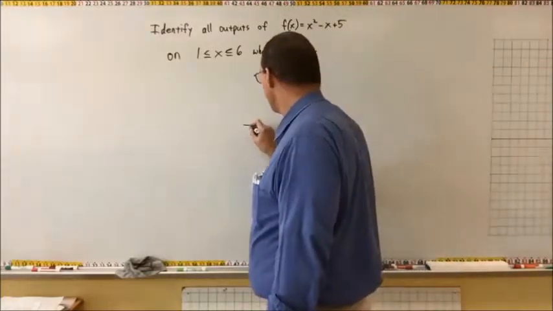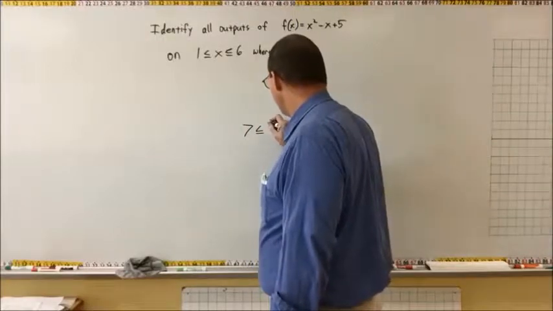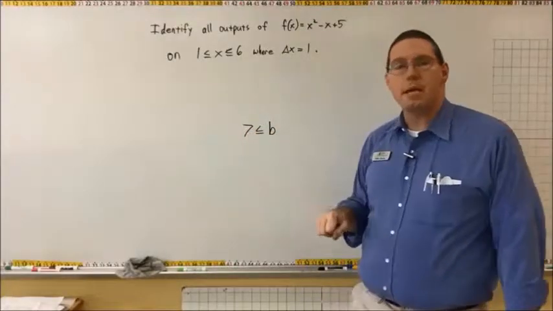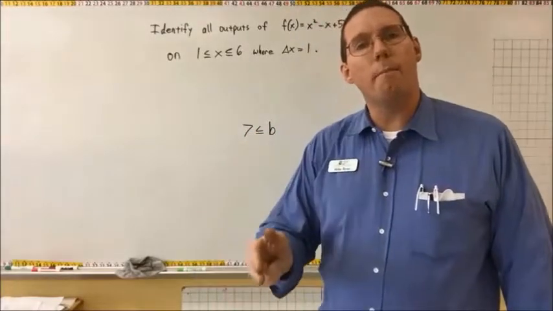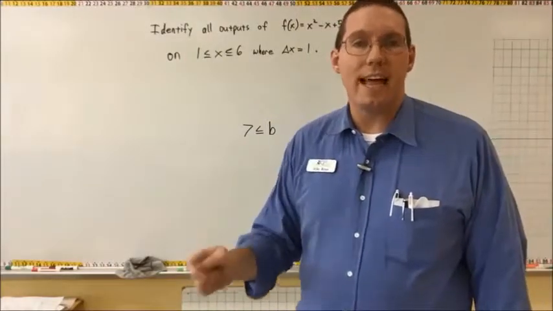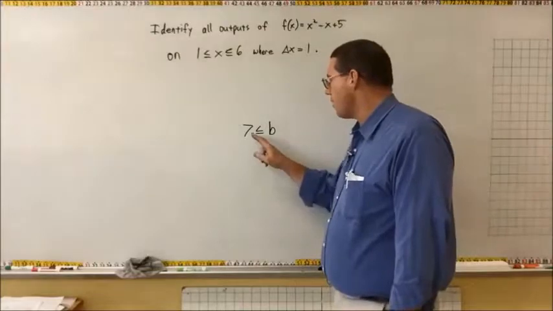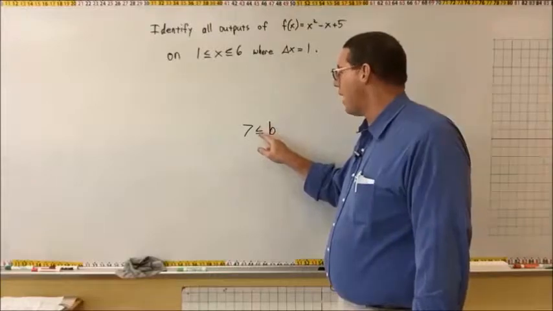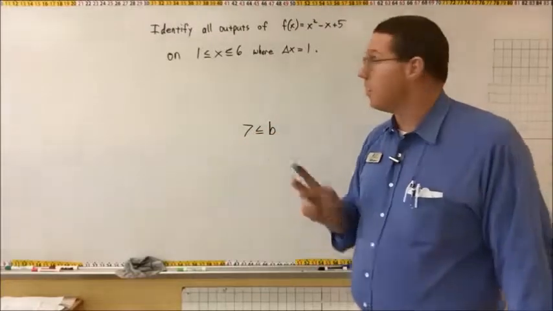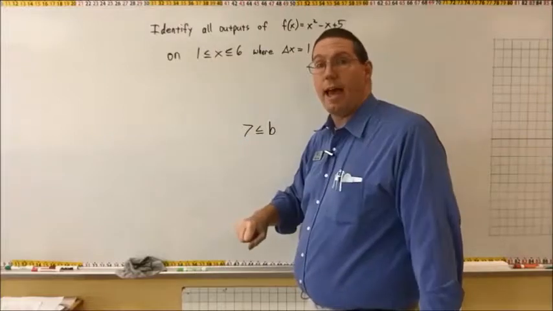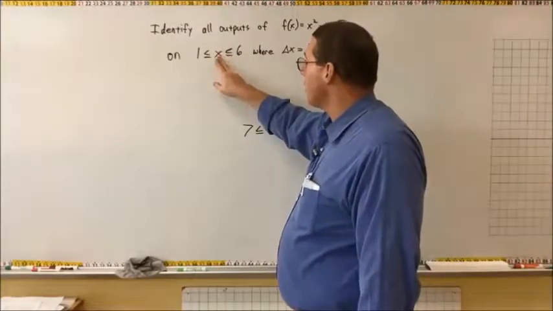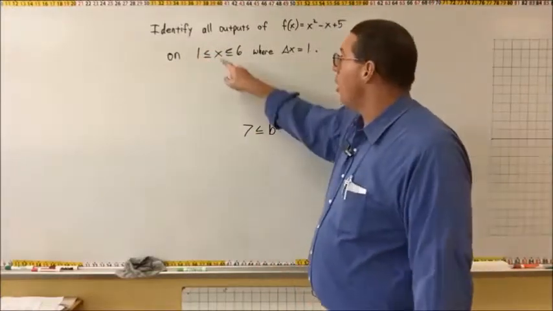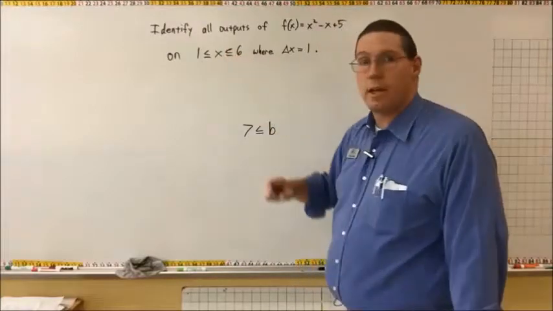If I write this, yes, I can say that 7 is less than or equal to b, but usually we don't read the number before the letter. We usually read the letter first. So I should be saying instead of 7 is less than or equal to b, I should really be saying b is greater than or equal to 7. So here, instead of saying 1 less than or equal to x, I should say x is greater than or equal to 1, and then say also x is less than or equal to 6.